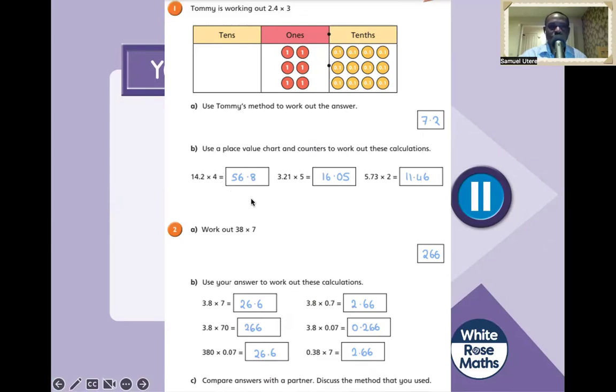You could use a different method, but using the counters is to help you really understand how place value works and why we do our carry when we do our calculations. But here are the answers for you to mark. And then you're asked to work these out and then use these answers to work out these calculations. So by now, you know how to do decimal calculations using your integer calculations to work out the actual answers of the decimal calculations.